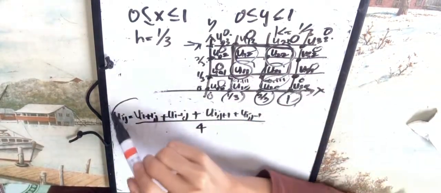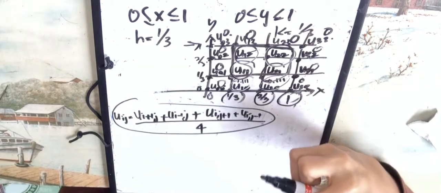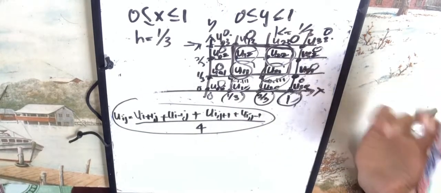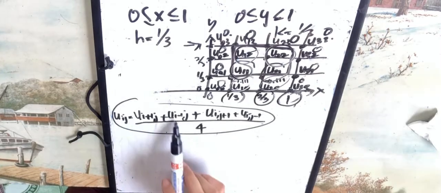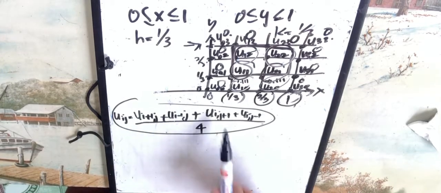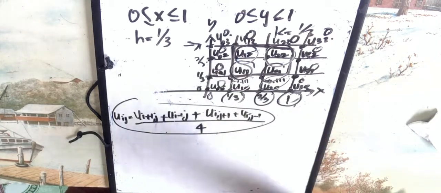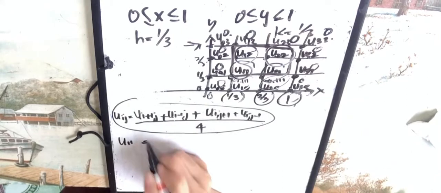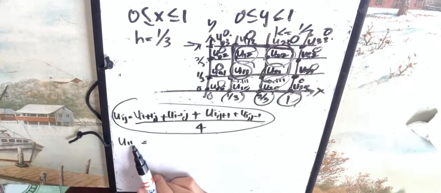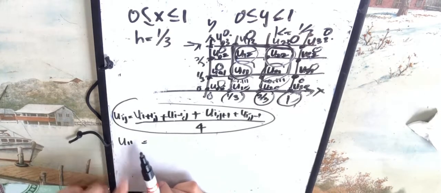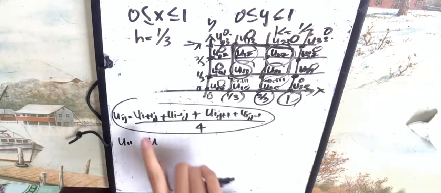So we will use this equation that we derive or generate by using the numerical representation. Okay, so uij equals ui plus 1j plus ui minus 1j plus uij plus 1 plus uij minus 1, divided by 4. So first we want to find u11. Like I said, the first number represents i, the second number represents j. So here your i is 1, your j is 1. Just substitute i=1, j=1 into this equation.